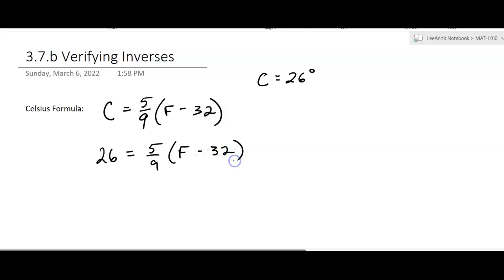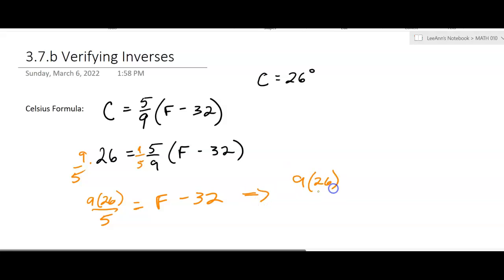And you can solve this. You would multiply by 9/5 on both sides. So you get, I don't know, whatever 9 times 26/5 is. That would equal Fahrenheit minus 32. So then you could just add the 32 over. Let me put it over here. 9 times 26/5 plus 32 would equal the Fahrenheit temperature.